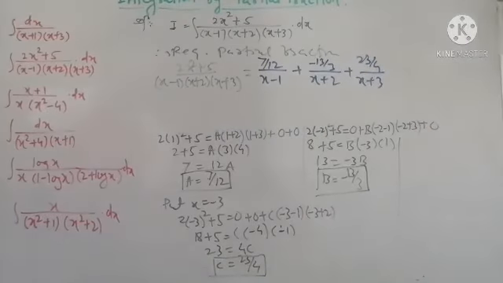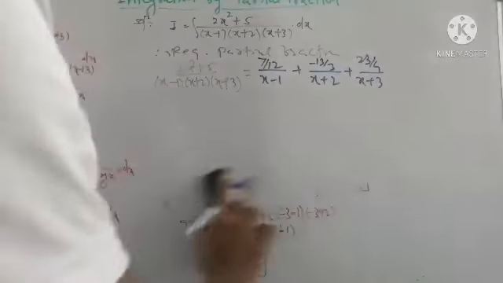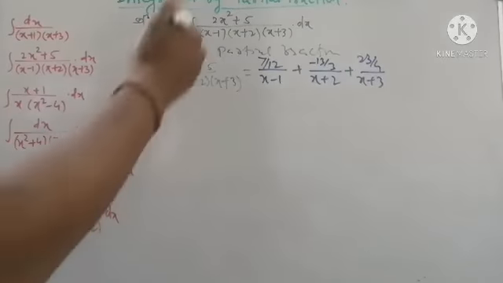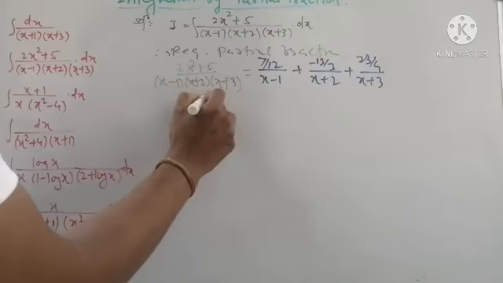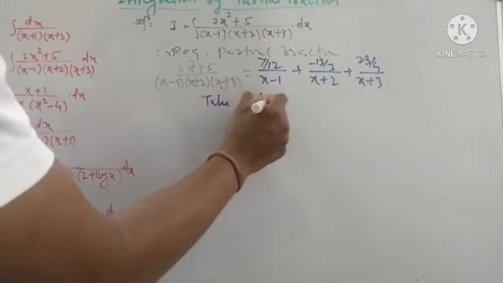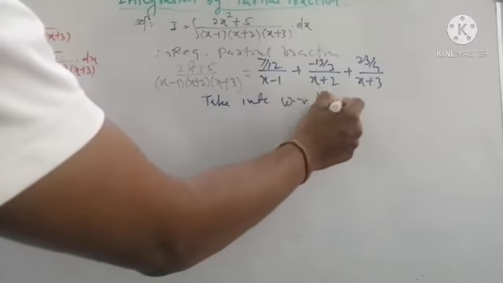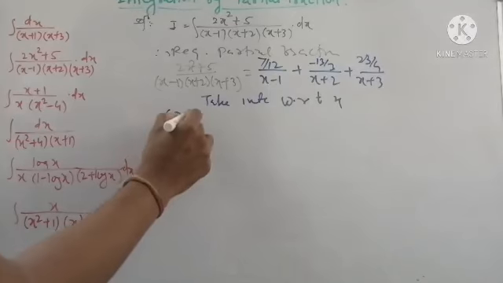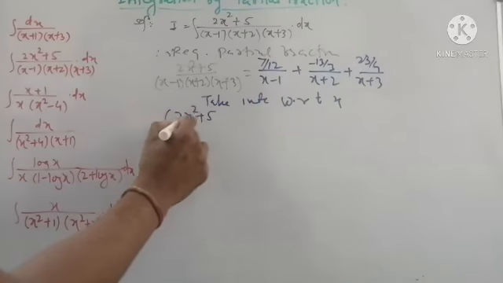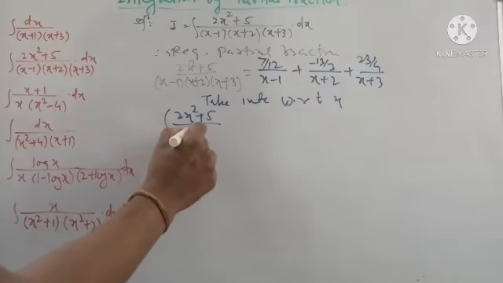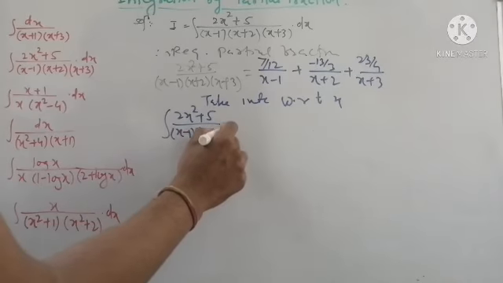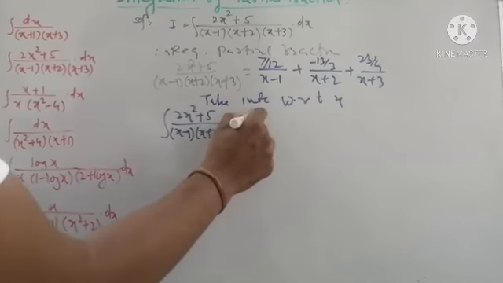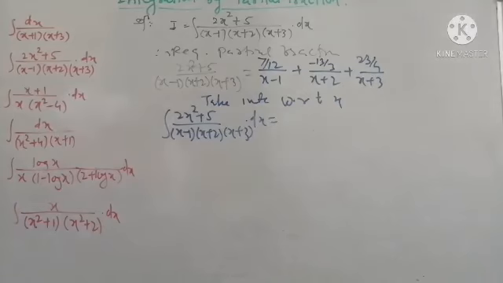So we get the partial fraction, but we have to take integration here to evaluate the given integral. So take integration with respect to x on both sides. On the left hand side, integration of 2x squared plus 5 divided by x minus 1 into x plus 2 into x plus 3 into dx. On the right hand side, as there is addition, we take separate integration of each term.